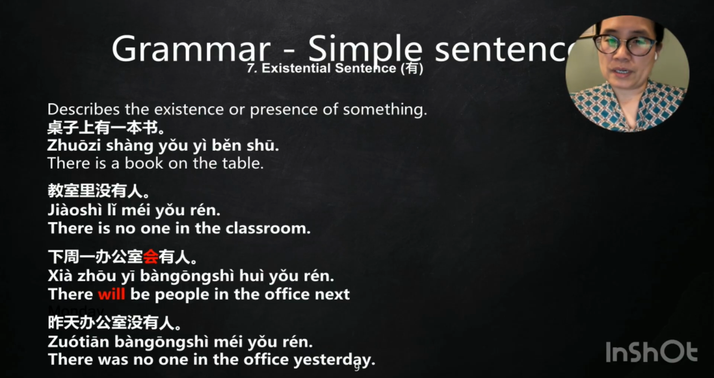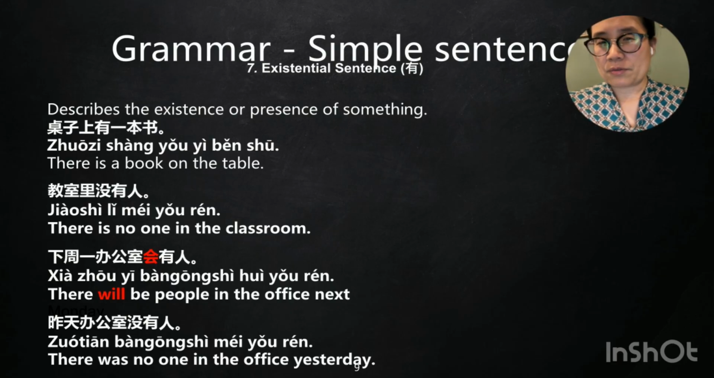If we want to say a future event, something that happens in the future, we can add the word 会, which means will, right? So 下周一办公室会有人. It means there will be people in the office next Monday. And if we want to talk about the past, we can add the time before the verb. For example, 昨天办公室没有人. So 昨天, or yesterday, indicates something happened in the past, right? So this sentence means there were no people in the office yesterday.